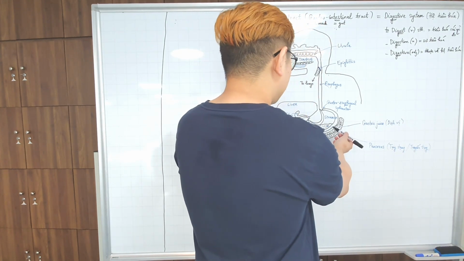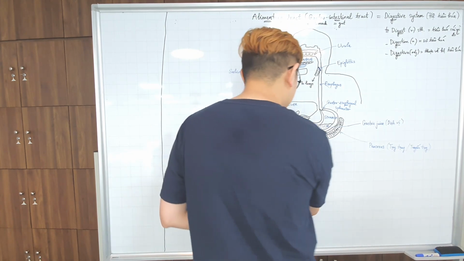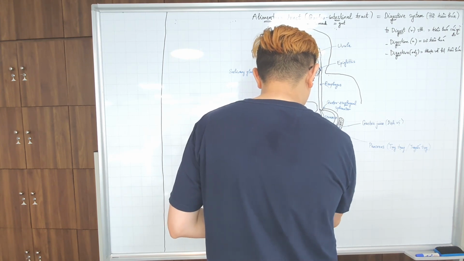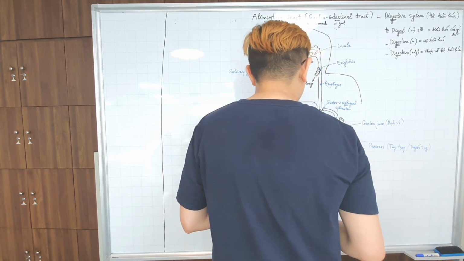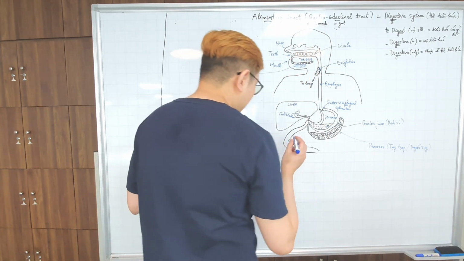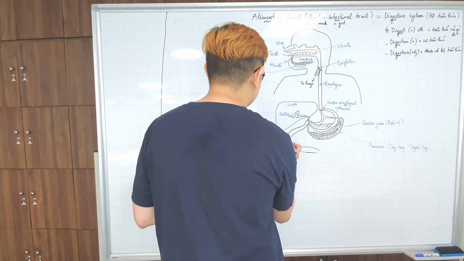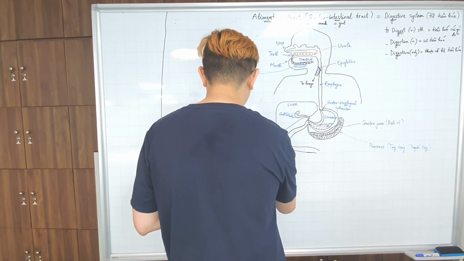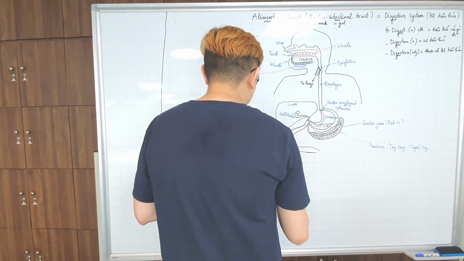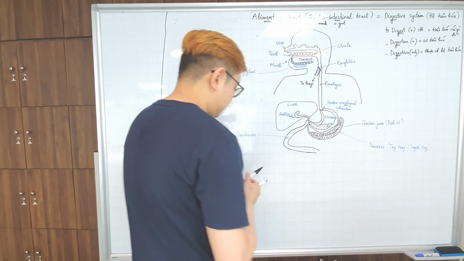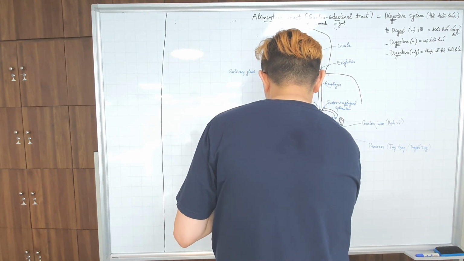So these two actually empty their content into the small intestine here. So the first part of the small intestine is called duodenum. Đoạn ruột đầu tiên. So first intestine part is called duodenum. Okay. Có cái ruột già nữa.